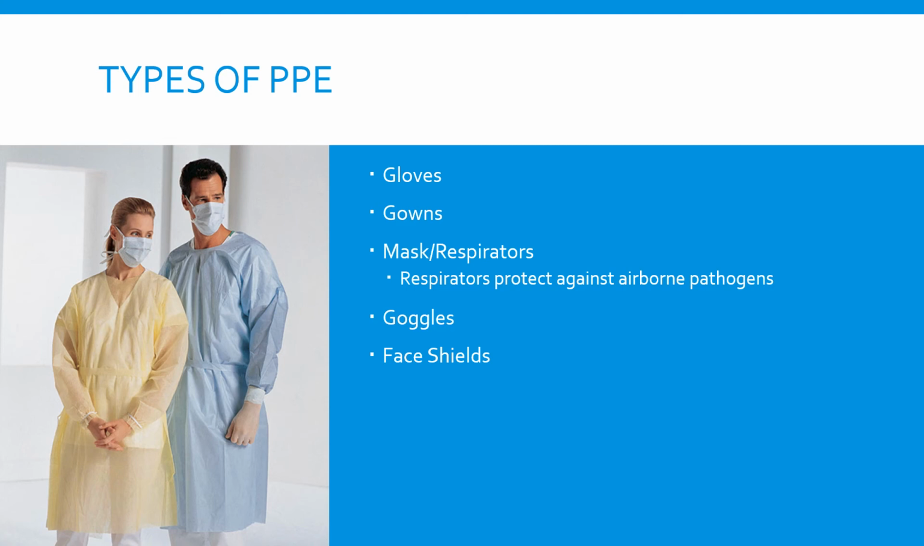As a student nurse, you will not be wearing a respirator because these must be fit tested, and the hospitals will not fit test a student. So if there are any rooms that are an airborne precaution, you will not be entering that room because you are not going to be properly protected, because you will not have the proper PPE of the N95 mask.